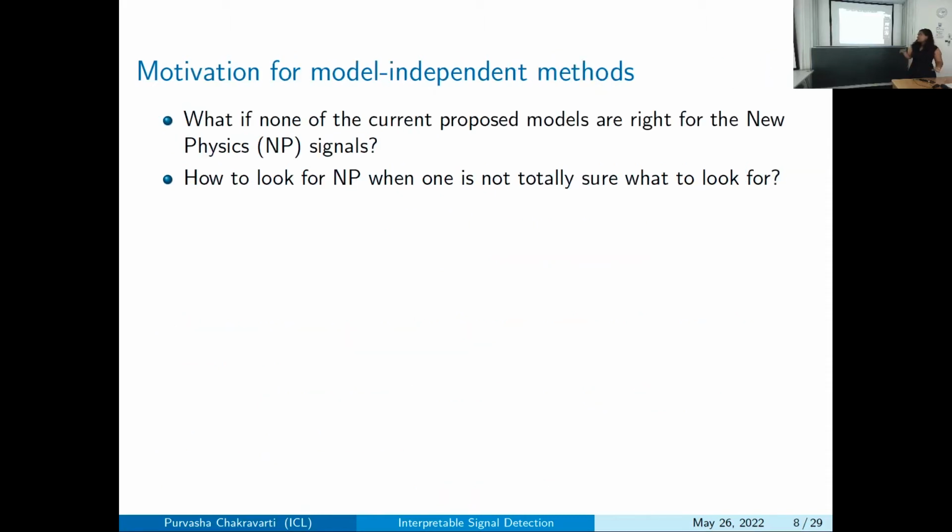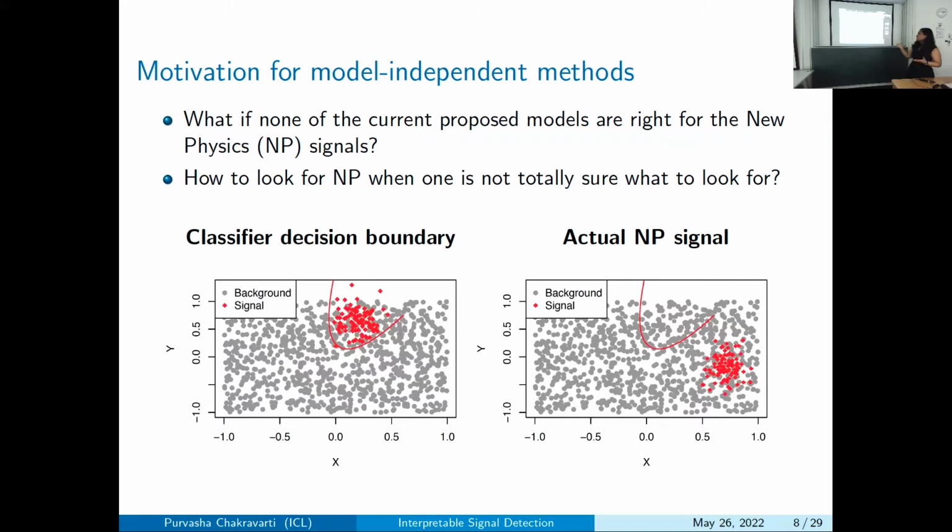But as I described before, the problem with model dependent methods is, what if none of the currently proposed models is actually correct for the signal that's in the data? And secondly, what if you don't even know what you're looking for? In that case, how do you even have a model for it? So you could have a model misspecification problem, where you think that the signal is there on the top, and so you draw a classifier, but then it turns out that your actual signal is somewhere here, and then your classifier will not be able to find it. So this classifier is not going to have any power to detect this signal.